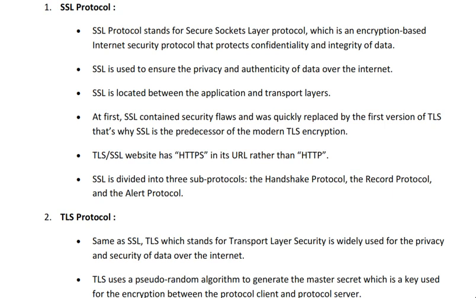TLS is the Transport Layer Security protocol. That's why SSL is a predecessor of the modern TLS encryption. Both TLS and SSL websites have HTTPS in their URL rather than HTTP. SSL is divided into three sub-protocols. First is the handshake protocol, then the record protocol, and the alert protocol.